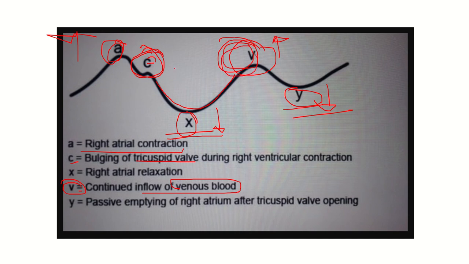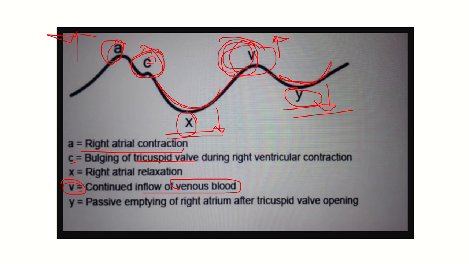So A, C, and V, I think it is now clear that the A is responsible for atrial contraction, C for closure, and V for continuous inflow of the venous blood in the right atrium after closure of the tricuspid valve and relaxation of the right atrium. And then here we can see the negative deflection, that means the pressure and blood decrease in the right atrium.